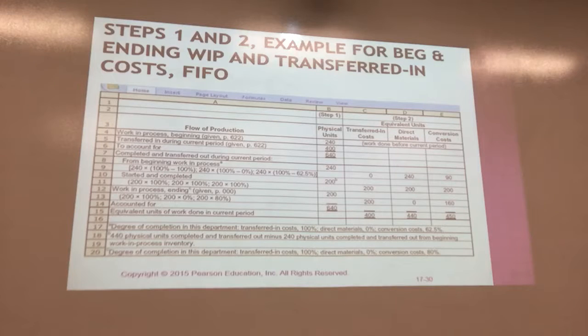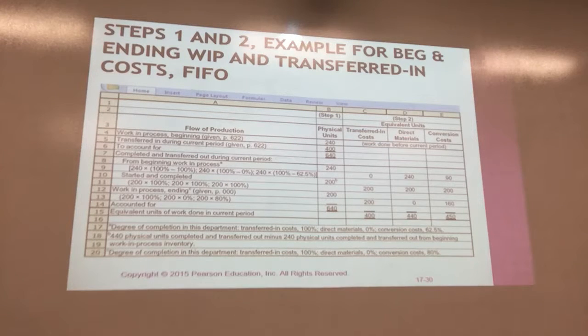Now, in this example, what are we doing? We're dealing with the first in, first out. Same concept, we still have 460 to account for. Beginning inventory was 240. My started and completed was 200, so my work in process is 200. So same concept as before, except remember, in first in, first out, we have to keep what's already in the account separate from what's completed.